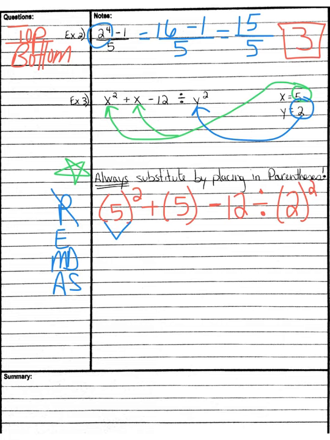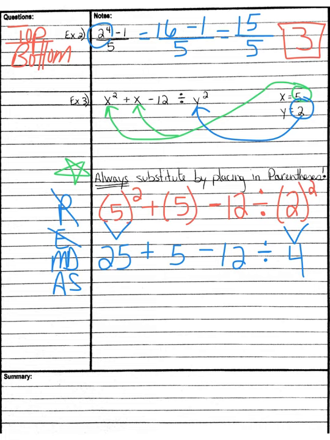And 5 squared is 25. And my other exponent is 2 squared. And 2 times 2 is 4. And I'm going to bring everything else straight down. Plus 5 minus 12 divided by 4. So we took care of our exponents.